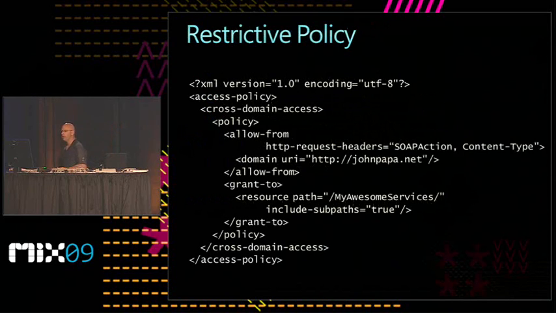Here's a really restrictive policy, friendly to me. Basically, it says inside this policy file, this is a client access policy from Silverlight, you can allow any requests using SOAP from the domain johnpapa.net, and you're allowing it to access any resources within the My Awesome Services folder or underneath there. You can just say in the allow from, don't put anything in there, make the domain a star, an asterisk, and then the resource path, you can say just a slash and allow subpaths. If you do that, you're saying anybody, anywhere can use any service on my machine.